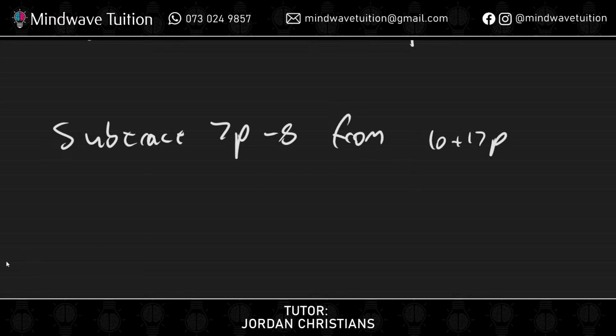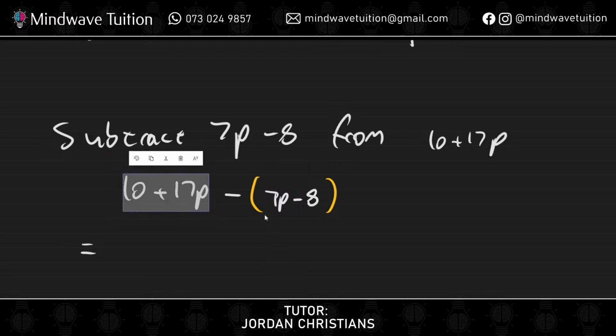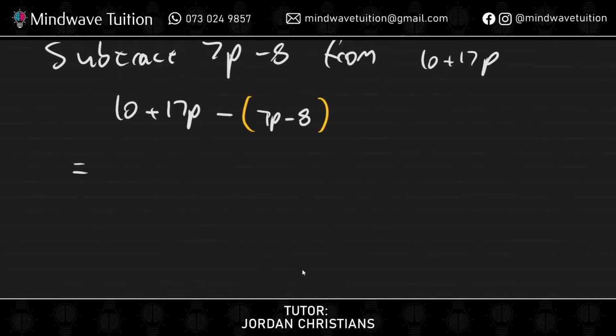So next one is subtract 7p minus 8 from 10 plus 17p. The word "from" again just means we need to start from this one. So we'll write 10 plus 17p first, and what we're doing is subtracting 7p minus 8. Now this is the entire term, so we'll just put that in brackets: 7p minus 8. So we are subtracting this entire term from 10 plus 17p.